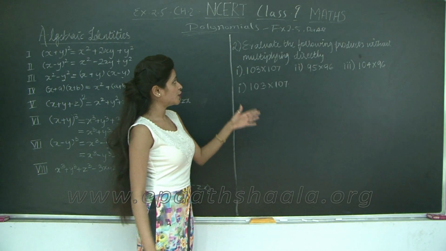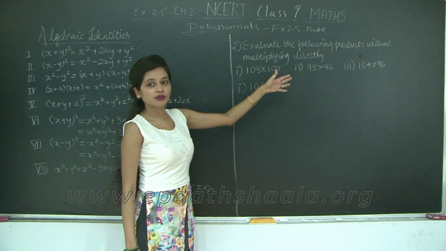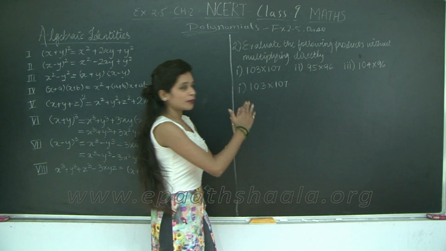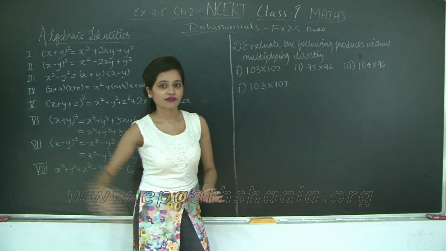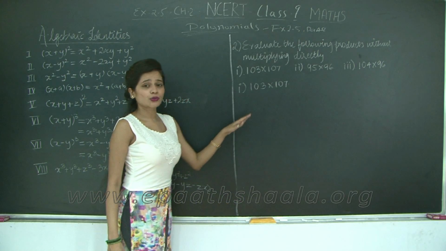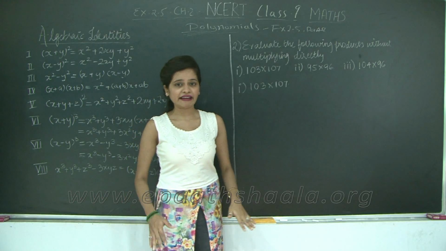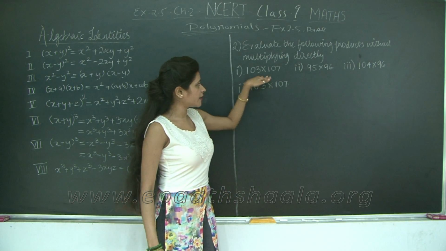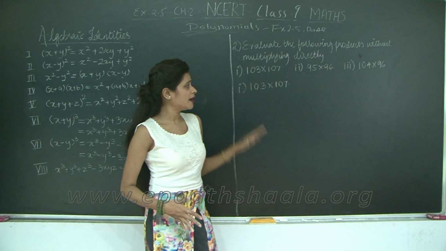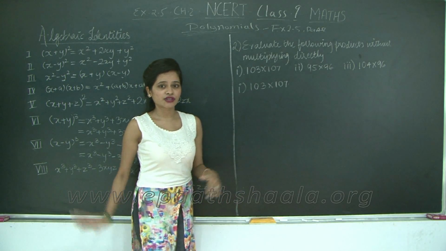What do we have to do? We have to evaluate the following products without multiplying directly. So you do not have to follow the traditional method, that is you multiply 103 into 107. We are going to use our identities to solve this, right? Now, whenever you get these kind of numbers, do not panic. It is very simple, especially when it is something in 90s and 100s. You might get other combinations also, but these are pretty simple to solve using our identities.